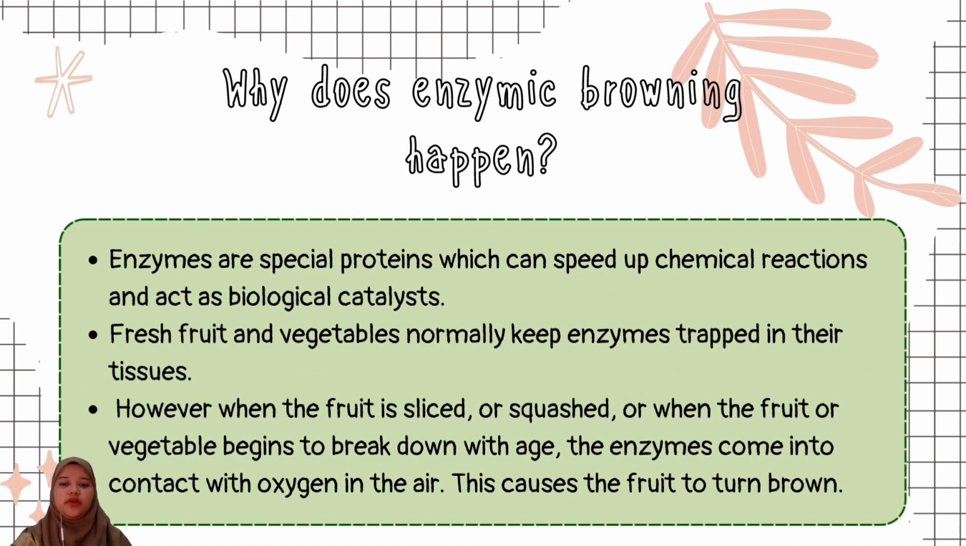Why does enzymic browning happen? Foods are made up of lots of different molecules, including some called enzymes. Enzymes are special proteins which can speed up chemical reactions and act as biological catalysts. They can cause fruit to ripen and over-ripen, which gives the fruit a brown color. Fresh fruit and vegetables normally keep enzymes trapped in their tissues. However, when the fruit is sliced or squashed, or when the fruit or vegetable begins to break down with age, the enzyme comes into contact with oxygen in the air. This causes the fruit to turn brown.